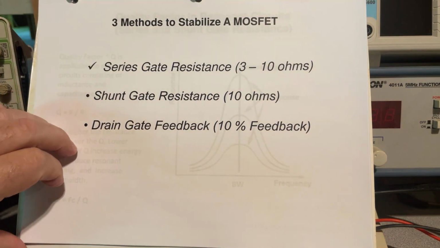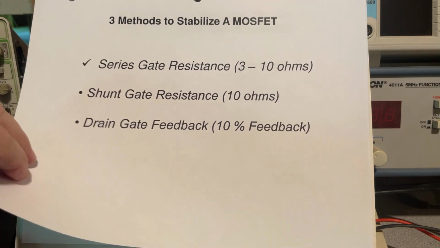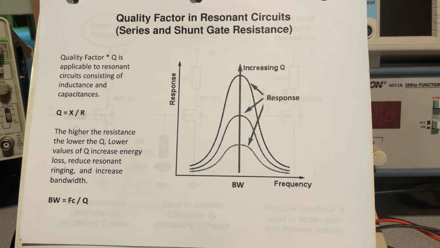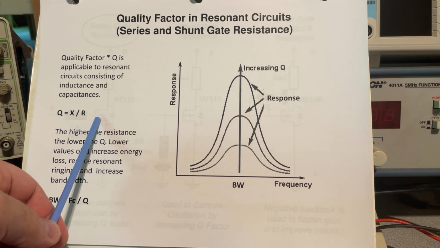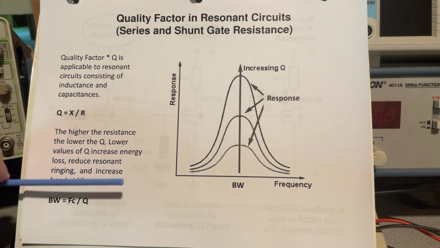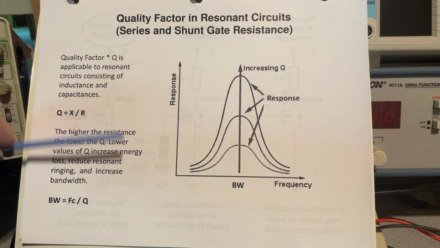Okay, also what you'll see in the circuit is we're using series gate resistance for stabilization. So let's talk a little bit about that. Let me just review that one more time. We said that the Q equals the reactance divided by the resistance. So as we increase the resistance, we're going to lower the Q, right? And lower Q values produce less energy in the circuit and reduce the resonant ringing or the tendency for a circuit to oscillate, okay?